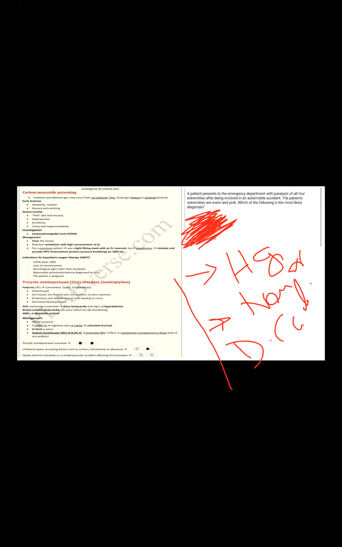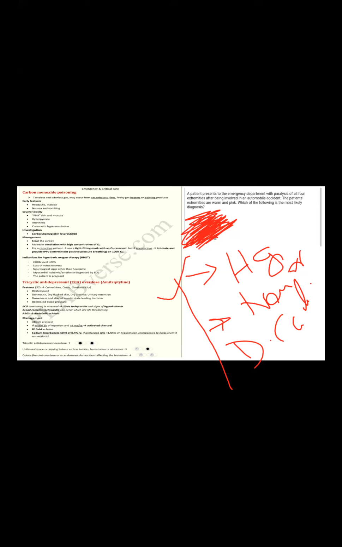A patient presents to the emergency department with paralysis of all four extremities after being involved in an automobile accident. The patient's extremities are warm and pink. Which of the following is the most likely diagnosis? What are the options? Option A hemorrhagic, Option B irreversible, Option C neurogenic, Option D cardiogenic.